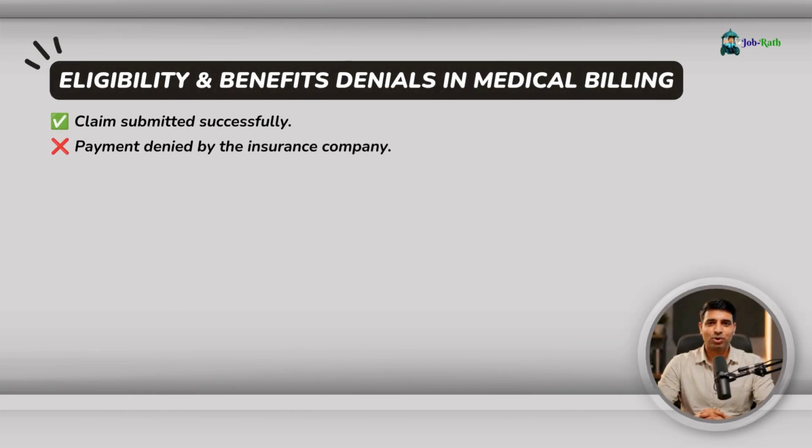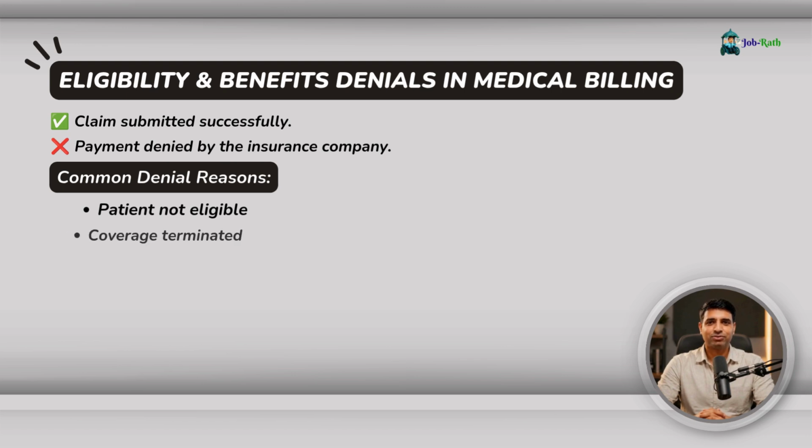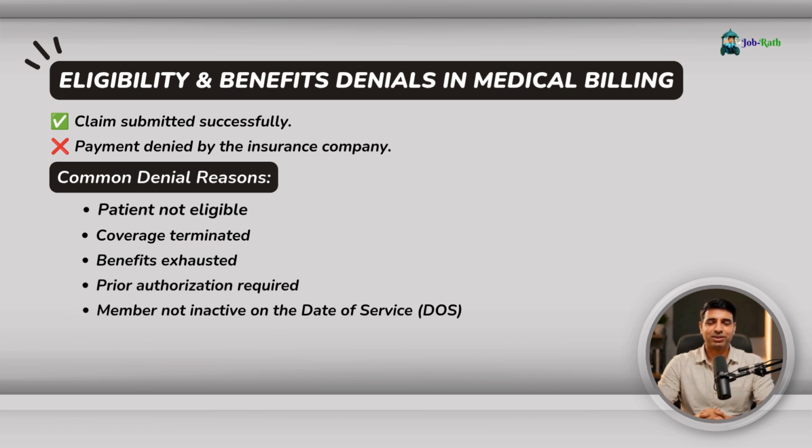Imagine this, you worked on a claim, everything looked correct. The claim was submitted successfully, but a few weeks later, instead of getting paid, the insurance company denied the claim because the patient was not active on the date of service. Or maybe the insurance company gives you another denial reason, such as the patient is not eligible, coverage terminated, service not covered, benefit maximum reached, authorization required, member not active on the date of service.